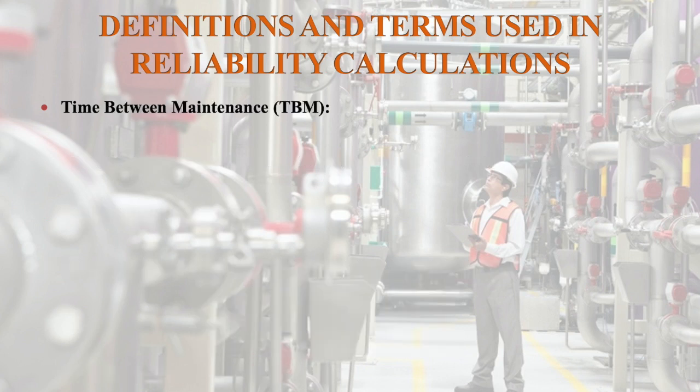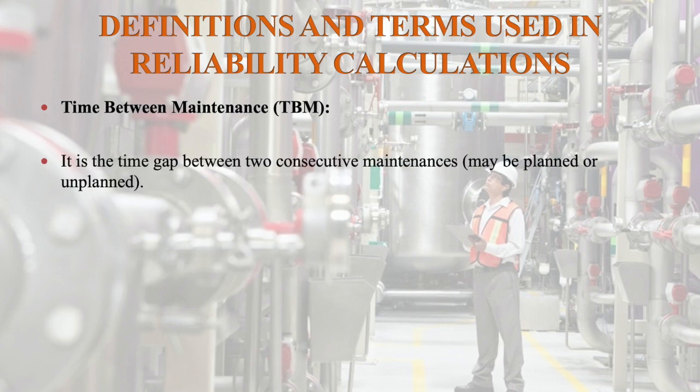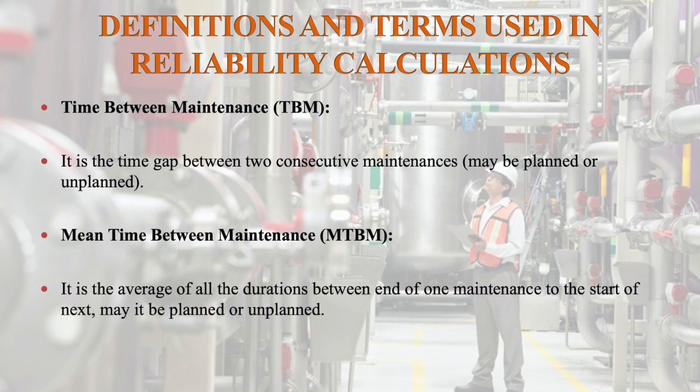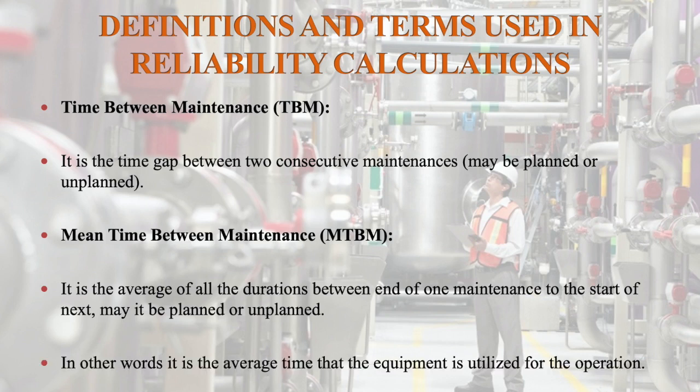on t. So time between maintenance, TBM, is the time gap between the consecutive maintenances, may be planned or unplanned. Mean time between maintenance, that is MTBM, is the average of all the durations between the end of one maintenance to the start of the next, may it be planned or unplanned. In other words, it is the average time that the equipment is utilized for the operation.